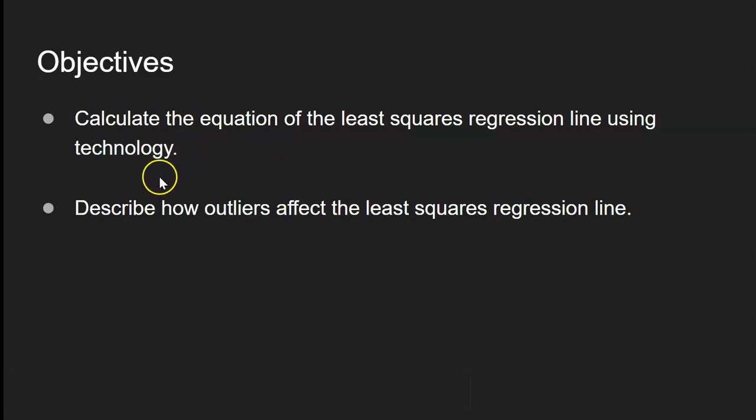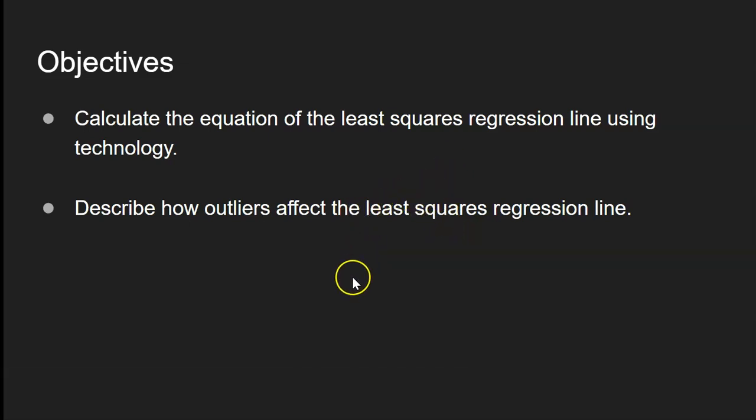We're going to calculate the equation of a least squares regression line using technology, as well as manually doing it. But as you will find, manually doing it is pretty difficult if you don't have any of the data. And number two, describe how outliers affect the least squares regression line. This follows what we talked about last time, regression lines in general. So hopefully you watched that.